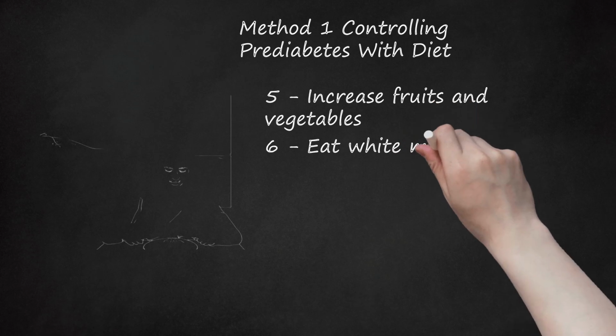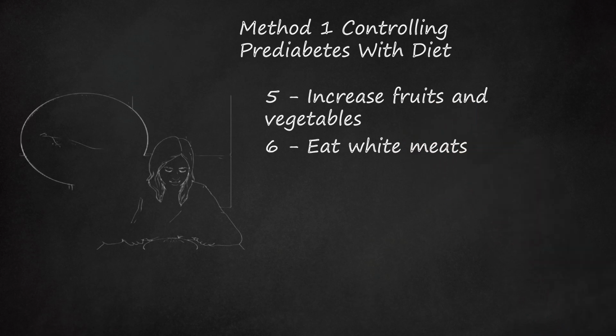6. Eat white meats. Limit the red meats in your diet, like beef, steak, lamb, pork, and deli meats. Instead, increase the amounts of fish and skinless poultry you eat. Look for wild caught fish, such as salmon, cod, haddock, and tuna.